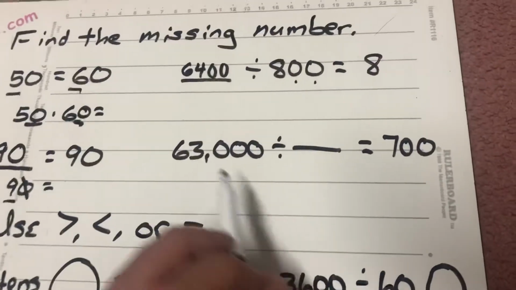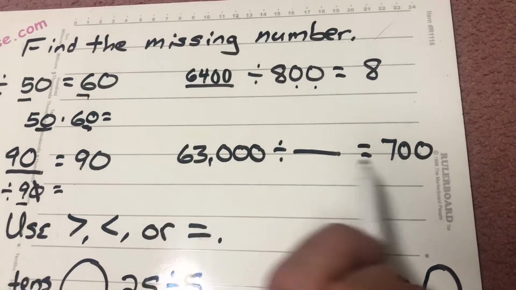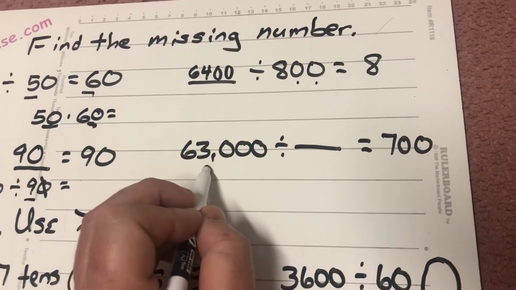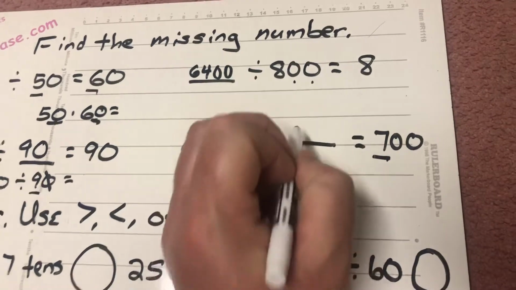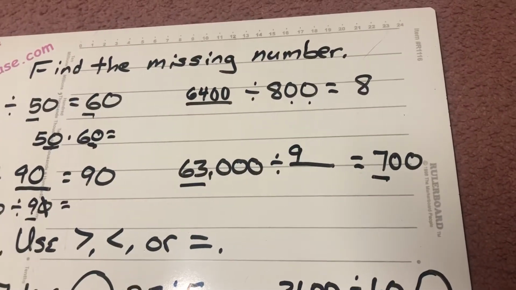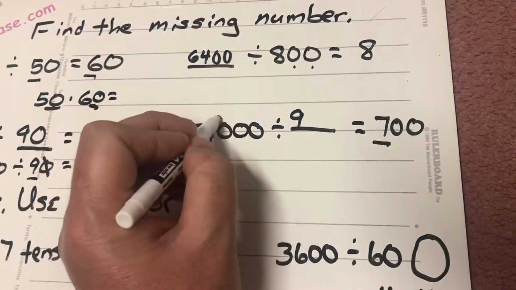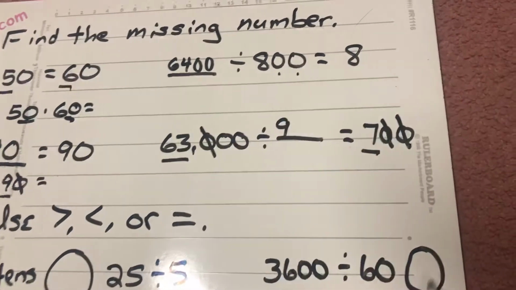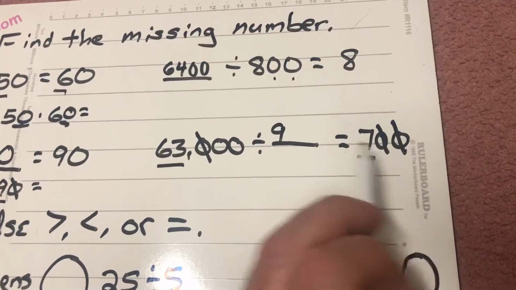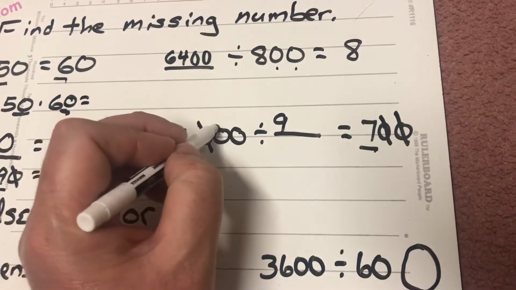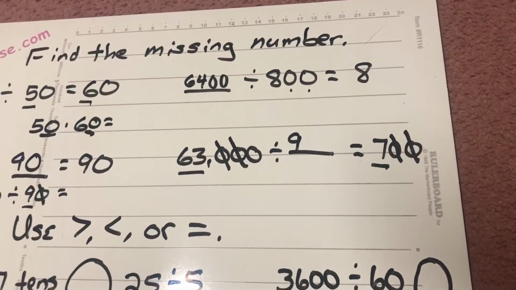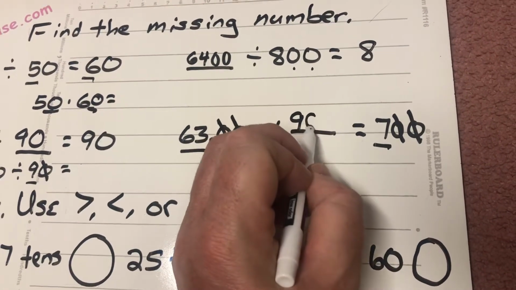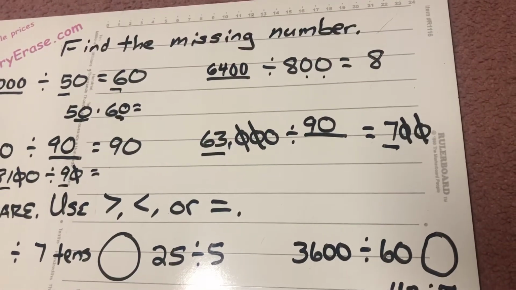Same thing here, 63,000 divided by blank is 700. I have to do a division problem with these two numbers. 63,000 divided by 700. Well, 63 divided by 7 is 9. Actually, we should probably cross the zeros off first. 2 zeros here that I can cross off. So I'm going to cross off 2 zeros from my dividend. There's 1 zero left. It needs to become part of my answer. My final answer is 90. All right.